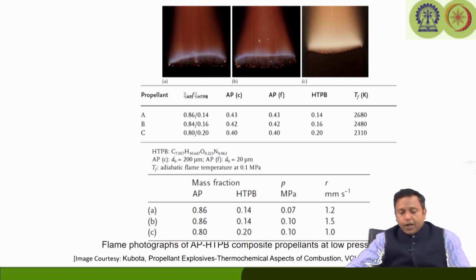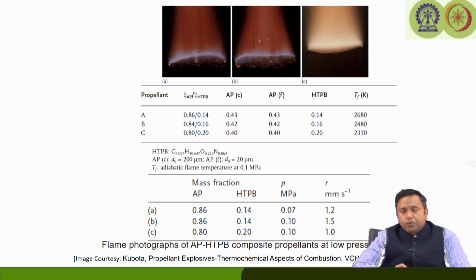So, in a sense we can say that at low pressure the primary flame controls the combustion process, whereas at high pressures the combustion is controlled by the diffusion or the mixing process, because we know that at high pressure the chemical reaction rate is much faster. However, the diffusion process is not improved that way. So, the mixing between the oxidizer species and the fuel species will influence the overall combustion process.